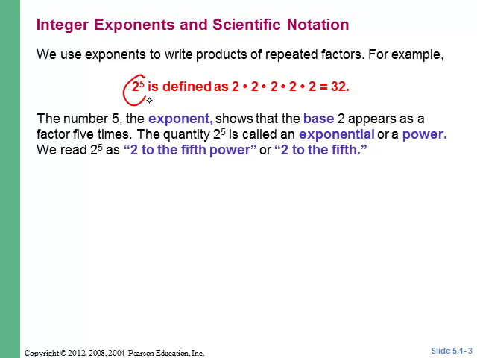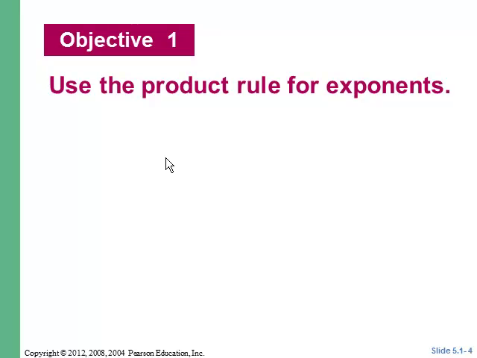So 2 to the fifth is how we read this. It is defined as 2 times 2 times 2 times 2 times 2, or 32. 5 is the exponent. The 2 is the base. We either call it an exponential or a power function. So this is either 2 to the fifth power or just simply 2 to the fifth.